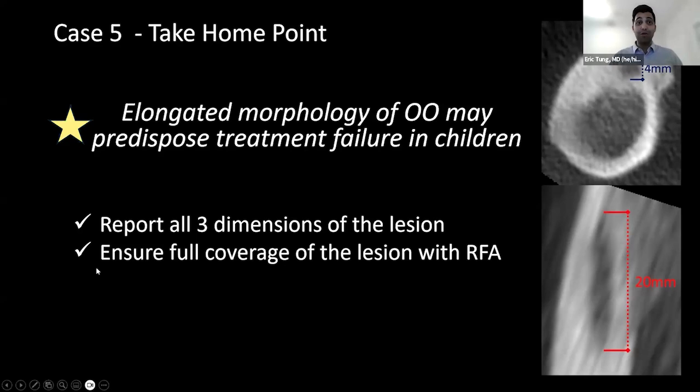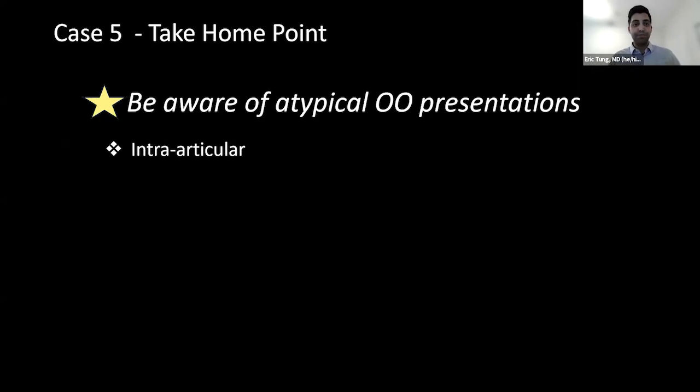And the other thing is, if you are doing the ablations, to ensure that you have full coverage of the lesion with RFA. It's very important to look at your pre-procedural imaging, if you're doing this by CT, to get a good scan and to plan to make sure that you're going to be covering the full extent of this, as they're more likely to have treatment failure because they're harder to treat.